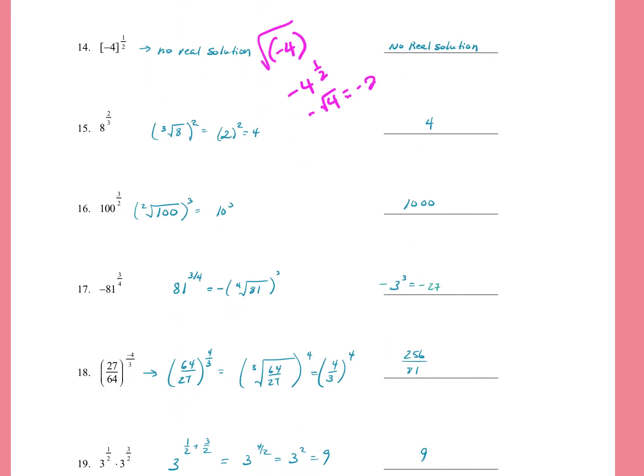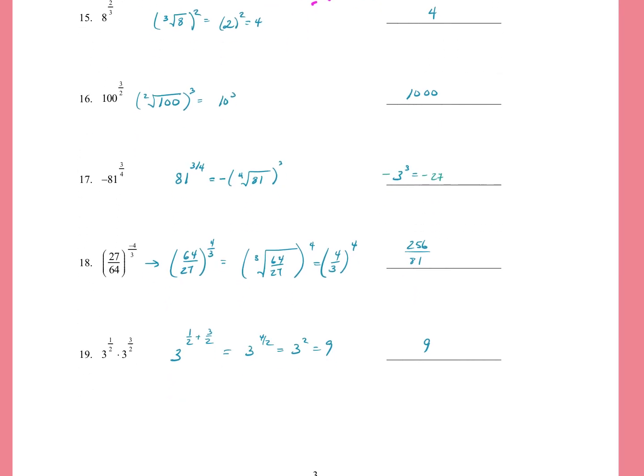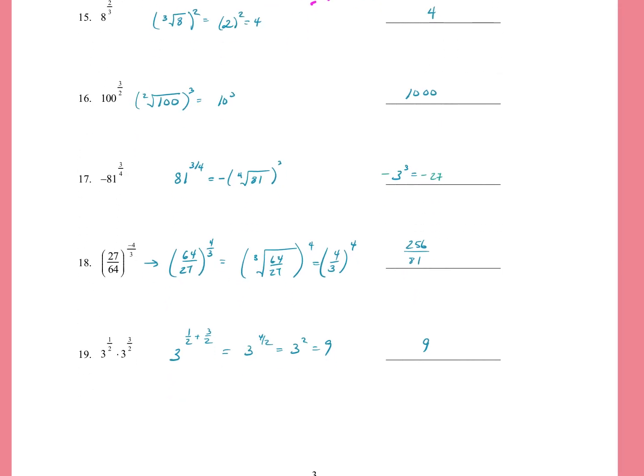15 is 4. 16 is 1,000. 17 is negative 27. 18 is 256 over 81. And 19 is 9.